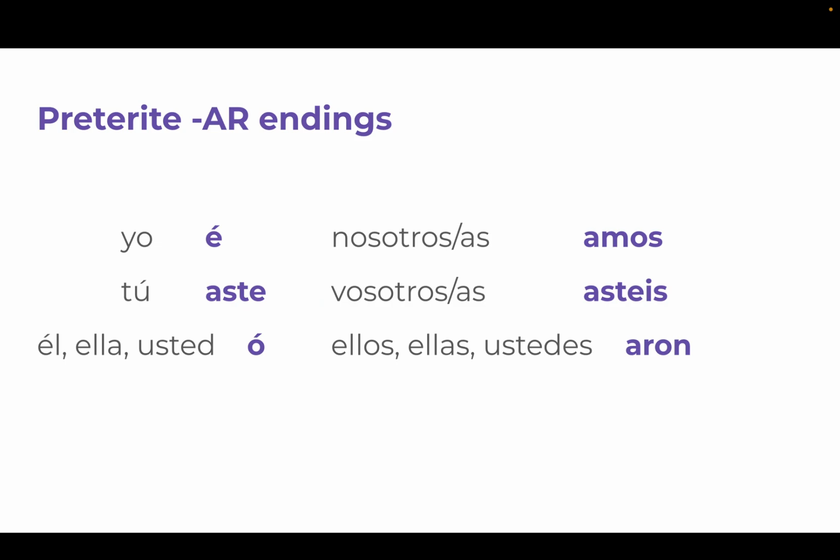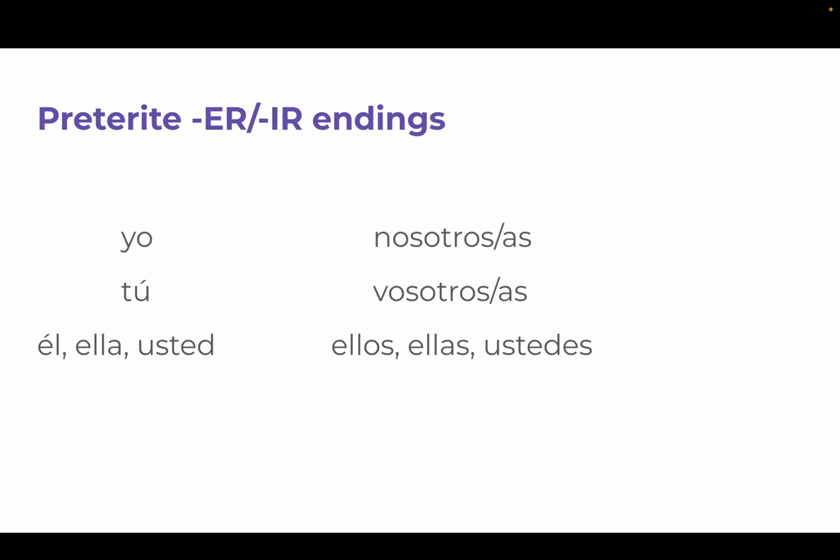So the ER-IRs are going to be very similar. If you have an idea, take a guess. But I put in red all of the things that sort of change. So, í, iste, ió, imos, istes, ieron.